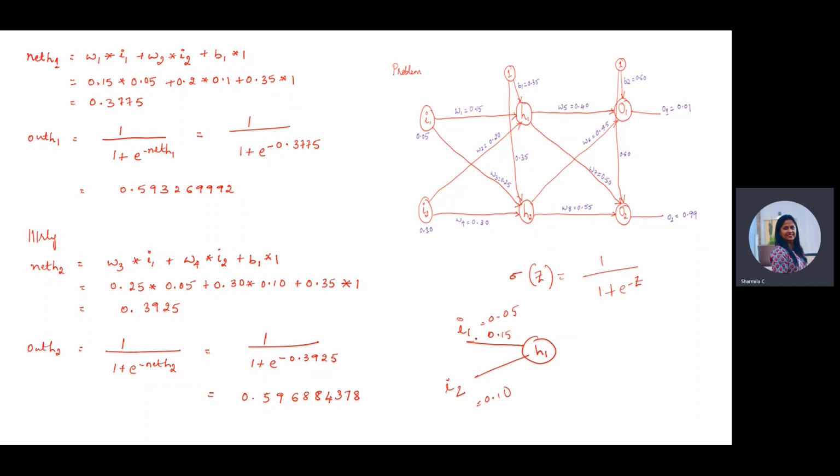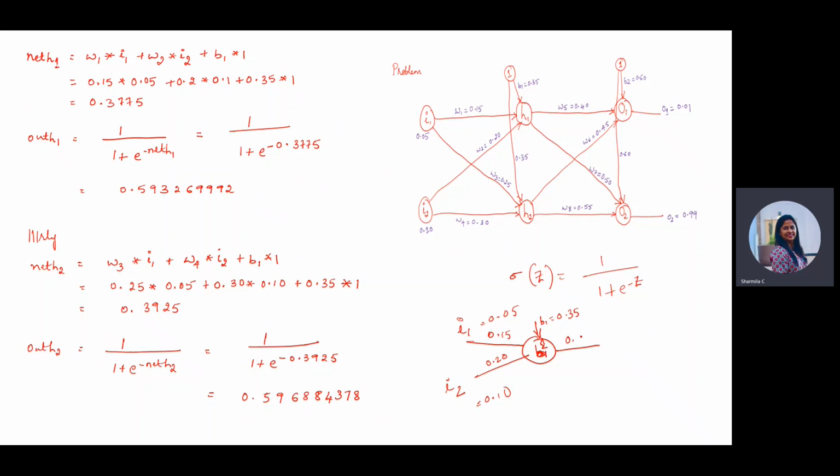The weight for this is 0.20. So this is where the summation we are doing here. Whatever value we get from the summation, that is 0.3775. The bias value is also considered, that is B1 equals 0.35. The output from this is what?